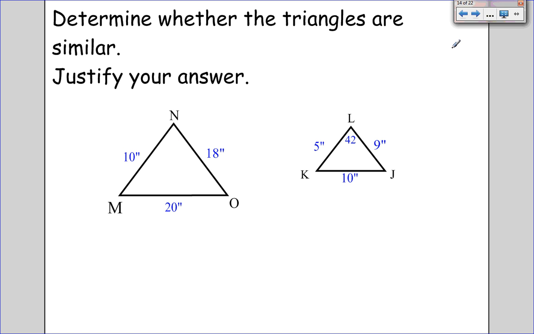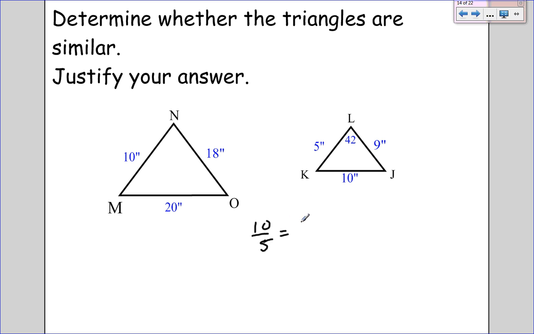What about these two triangles? Which one could it be? Could it be AA? Well, no, there's only one angle in this one and none here. Could it be SAS? Well, I don't have any angles here, so no. So the only one it could be is SSS. So let's check that. 10 over 5. Remember, we're lining up smallest with smallest.